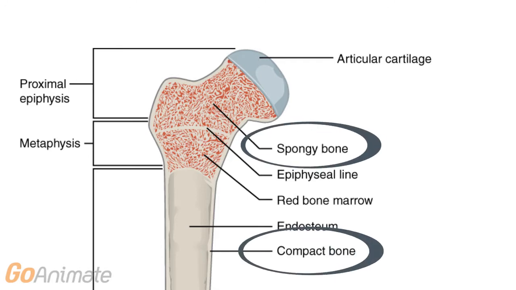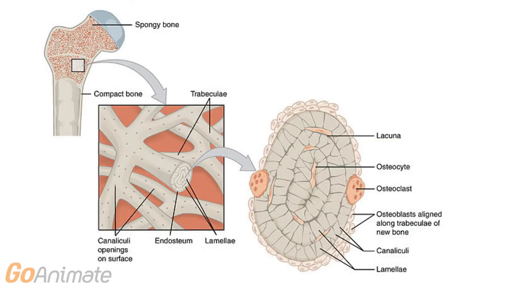The inside of long bones contains two types of bone, spongy and compact bone. Spongy bone contains trabeculae that help to give it its strength while reducing the overall weight of the bone. The trabeculae develop along the lines of stress. The matrix of spongy bone is arranged in lamellae with few osteons.